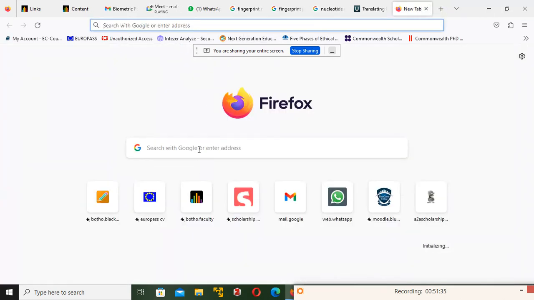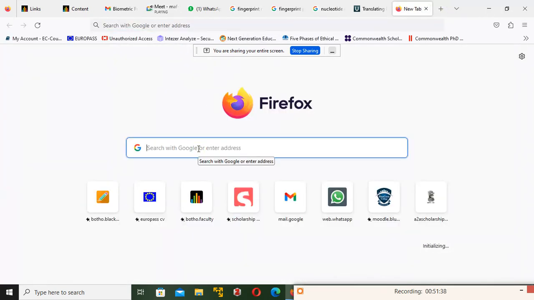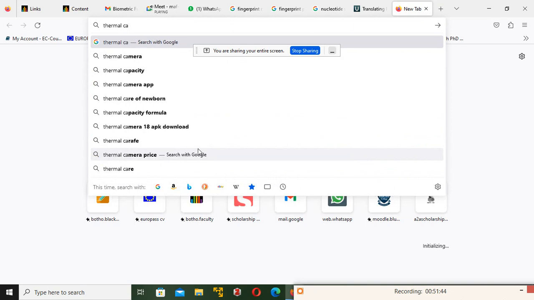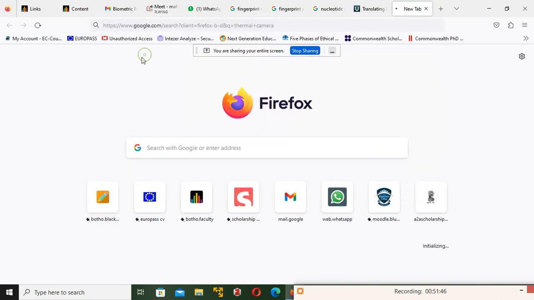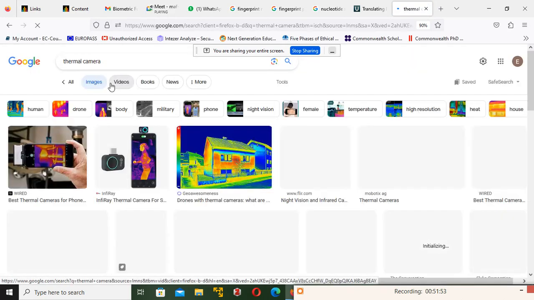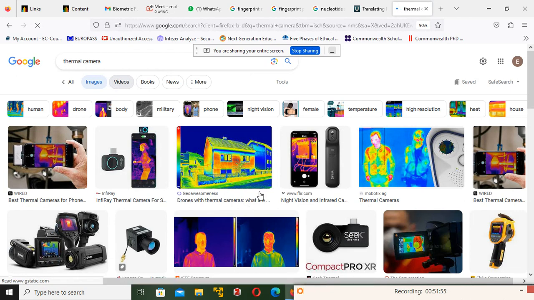Let me see whether I can find some of them. Thermal cameras. Let me see whether I'll find some of them to view an image. I hope you guys can see my screen. Hello? Yes, sir, you can see.